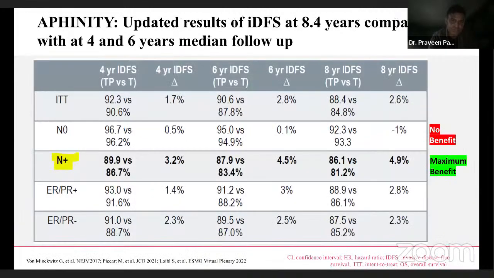With a 10-year follow-up, we can see that in node-negative patients the benefit was hardly anything, but for node-positive disease, the 4-year IDFS difference was 3.2 versus 4. At 6 years it was 4.3, and at 8 years the IDFS benefit is only about 5%. For ER/PR positive it was 2.8, and for ER/PR negative 2.3. So the benefit is seen irrespective of receptor status in node-positive disease.